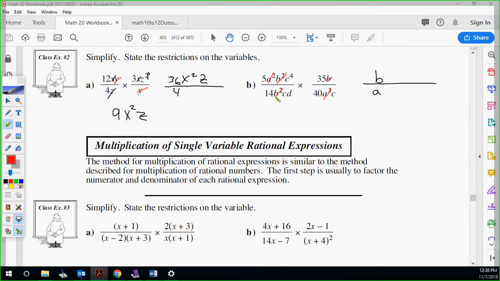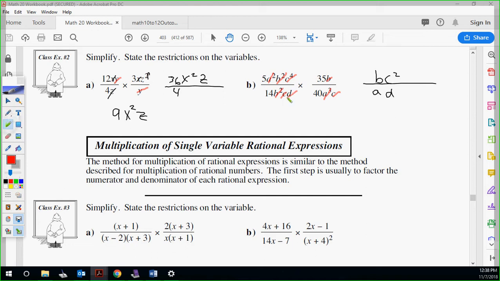I have 4 c's on top, c to the 4th, and how many c's on bottom? 2. So what do I have then? Where's the c's at? c squared on top. Okay, are we going too fast? Does anybody need any clarifications on what we're doing here? And then a d on bottom, there's no other d's, so we just keep the d on bottom. So our variables are done, a through d in this case.